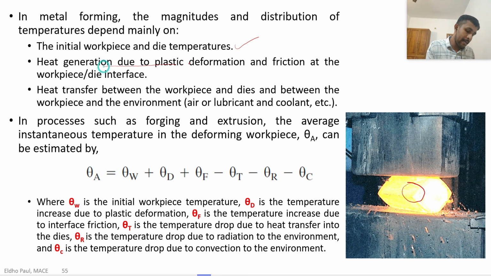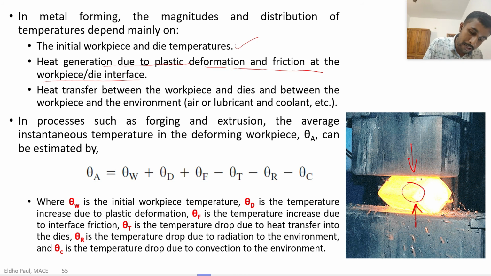Heat generation during plastic deformation and friction at the workpiece-die interface are also reasons for heat generation. By plastic deformation, the mechanical energy which we supply, we apply the mechanical energy for plastic deformation. Most, about 95%, of the mechanical energy is used for the generation of heat. So that is a source of heat.